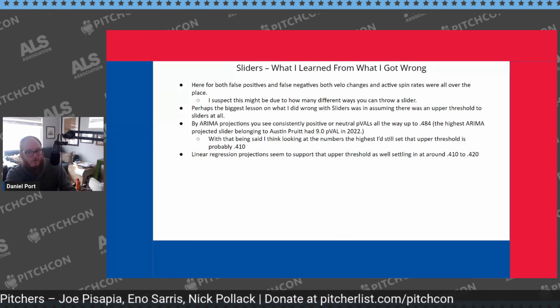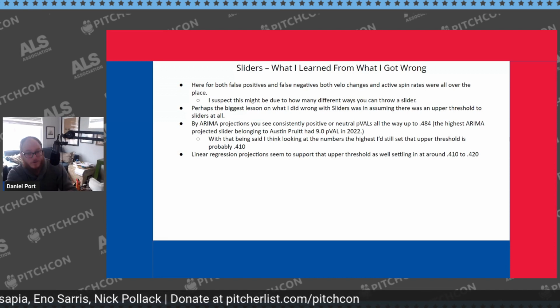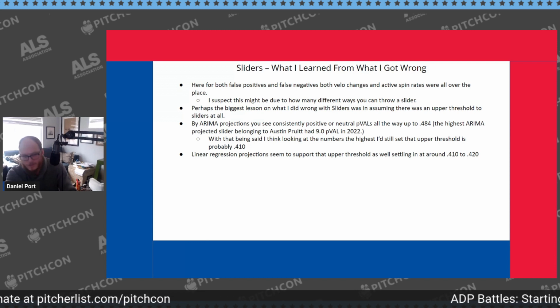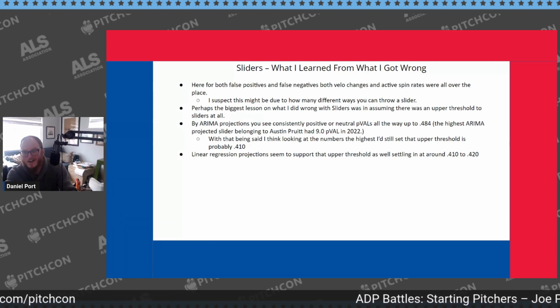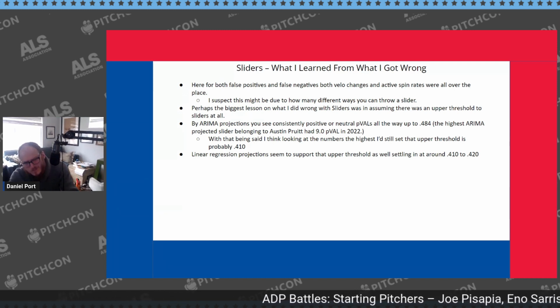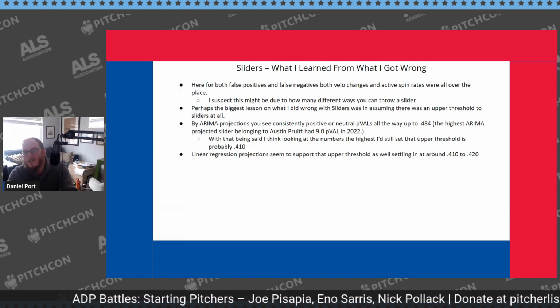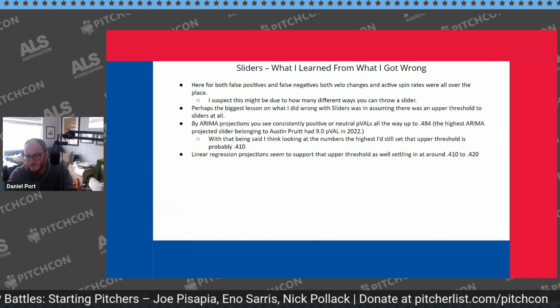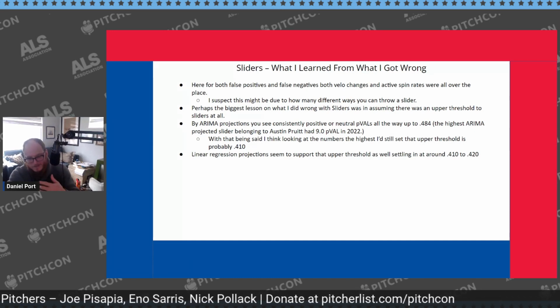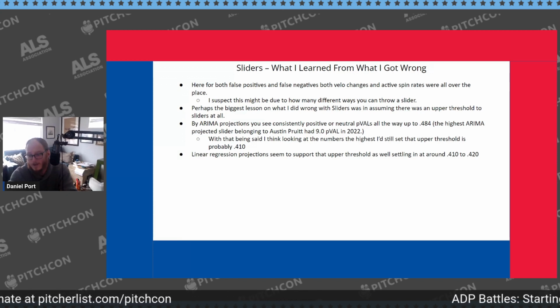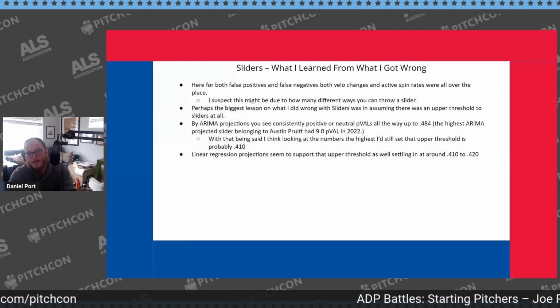For the record, that 0.484 was Austin Pruitt's slider. It got a 0.9 p-val in 2022. It's an immensely successful slider in 2022. So I'm reluctant to claim that there's no upper threshold to sliders, because obviously that can't be true. There has to be a point at which you become too predictable. We're too good at scouting. We're too good at hitting in that sense.